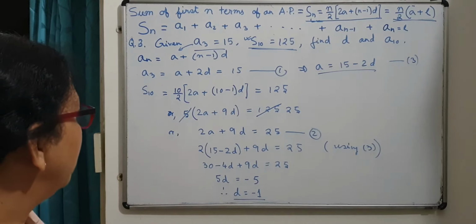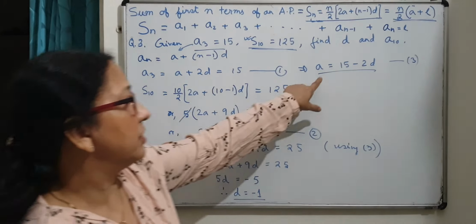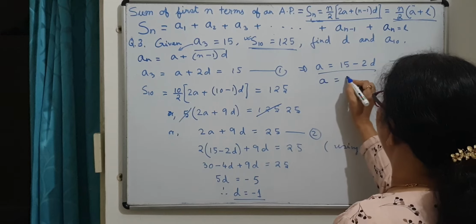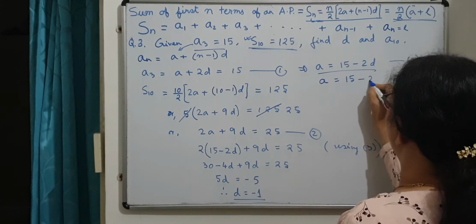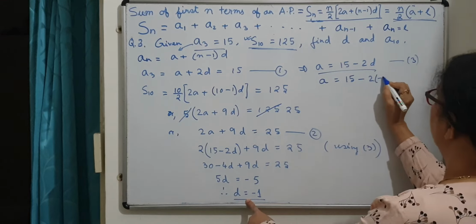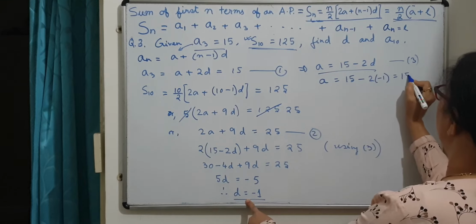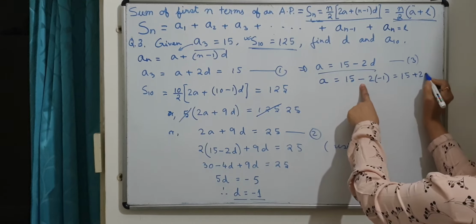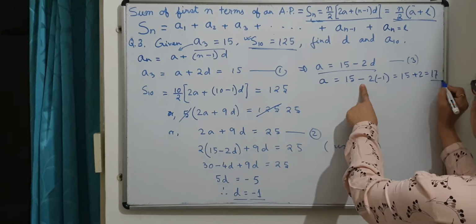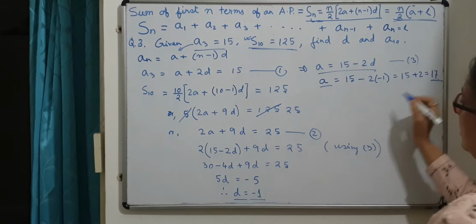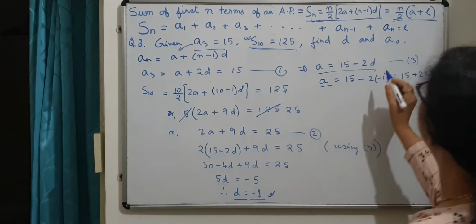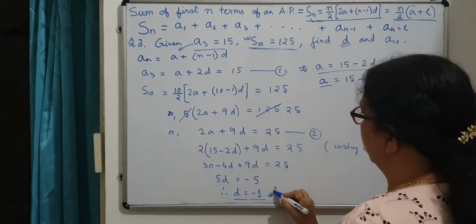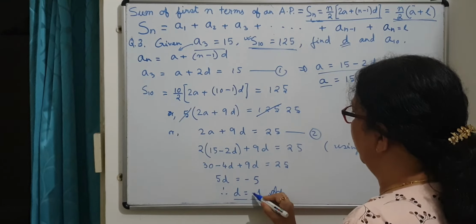So I'll put this value of D in equation 3. So from equation 3, what is the value of A? 15 minus 2, D is minus 1. So it is 15, now minus times minus 2, so it is 17. So A is 17 and D is minus 1. So what we are asked to find is D. So this I already got, this is the answer. The common difference is minus 1.